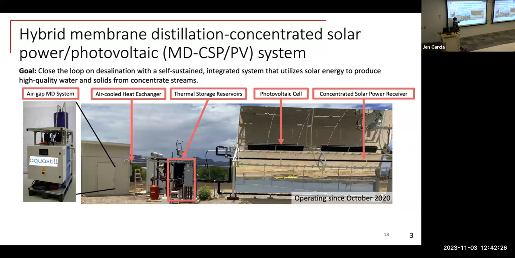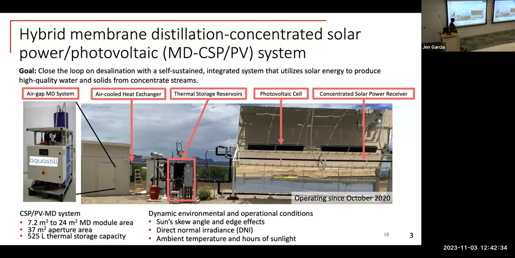Our collaborator had developed this trough system that integrates both CSP and PV. The trough system itself is about 37 square meters in aperture area. And we updated our PV cells because the system was originally developed in about, I think, 2017. It's just amazing how quickly PV technology changes. So we got some really nice new PV panels that we put in. I want to say it's probably about a square meter of PV, right, Jeb? And it's in the middle of the trough area.